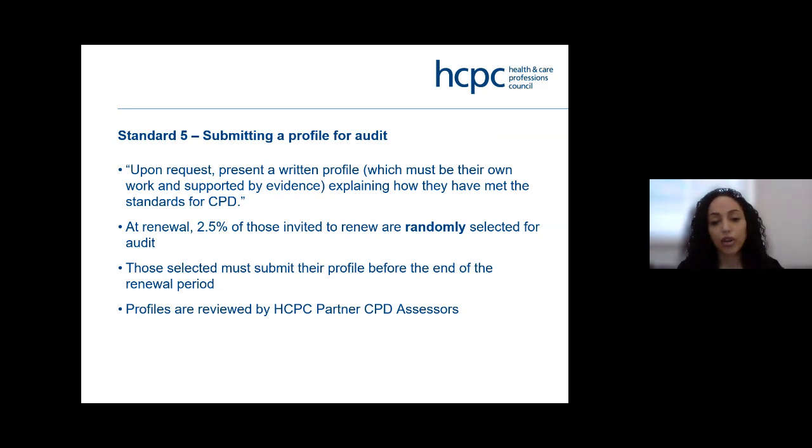When we receive your profile, it is reviewed and assessed by our HCPC partners, which are our CPD assessors. Our CPD assessors are paired up and made up of two of our registrants. One will always be from your profession. So for example, if you're a physiotherapist, you'll always have one assessor that is a physiotherapist and potentially another from another profession. Although with this said, we generally have two assessors of the same profession assessing your profile.